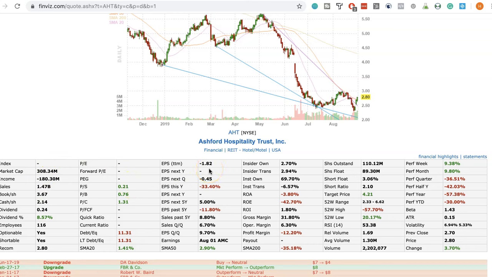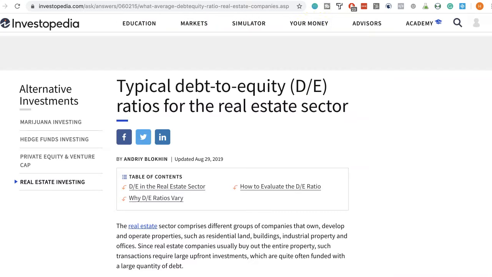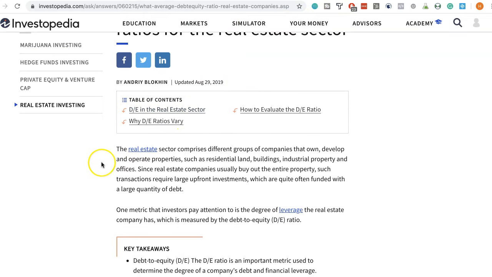Now, a lot of these you don't even need to worry about. A lot of these are financial terms, and slowly over time, you can get more exposed to this and understand it better. And so one more indicator that I recommend looking at is the debt to equity ratio. Okay. Now it sounds complicated, but it's actually not. And let's dive into kind of what that is here. All right. The debt to equity ratio for the real estate sector.